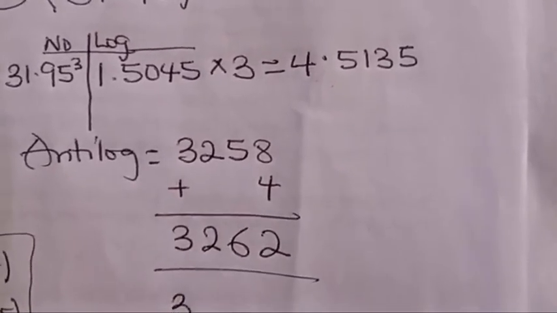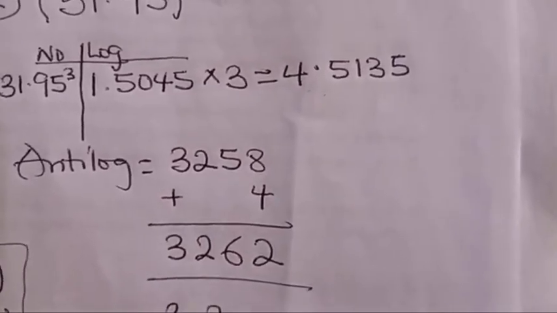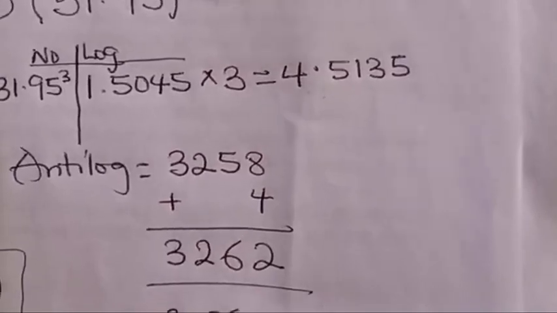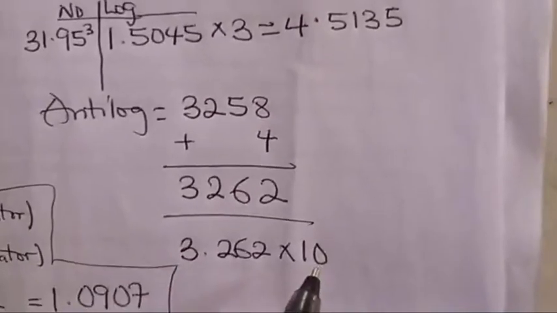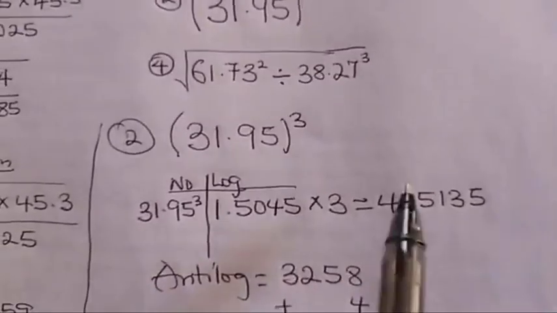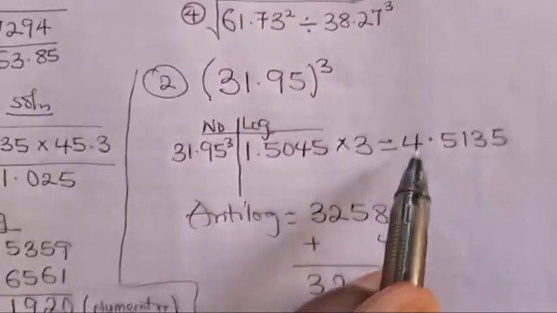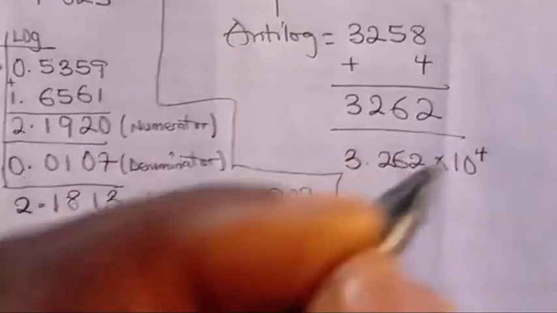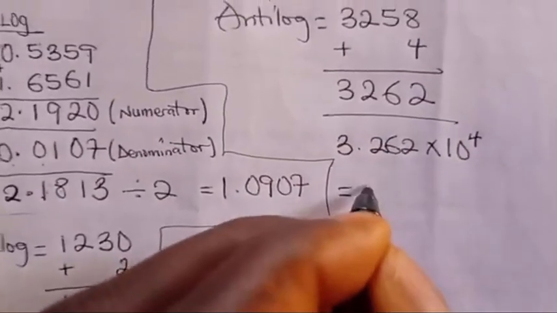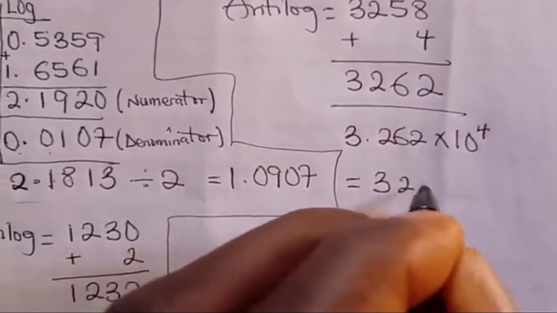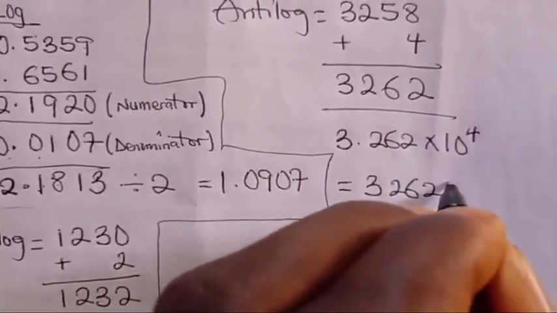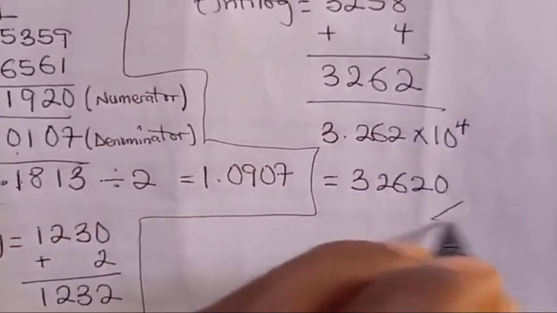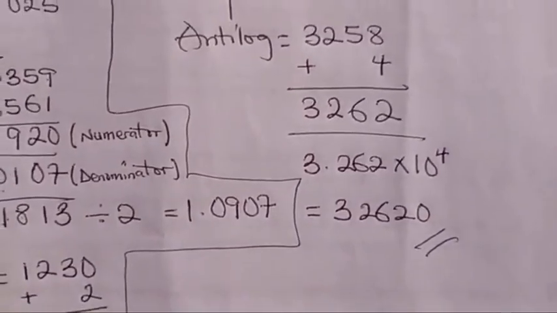So finally we are having 3.262 multiplied by 10 raised to the power of the characteristic that we have here. That is power of 4. And finally, we will have 32620 as our final answer.